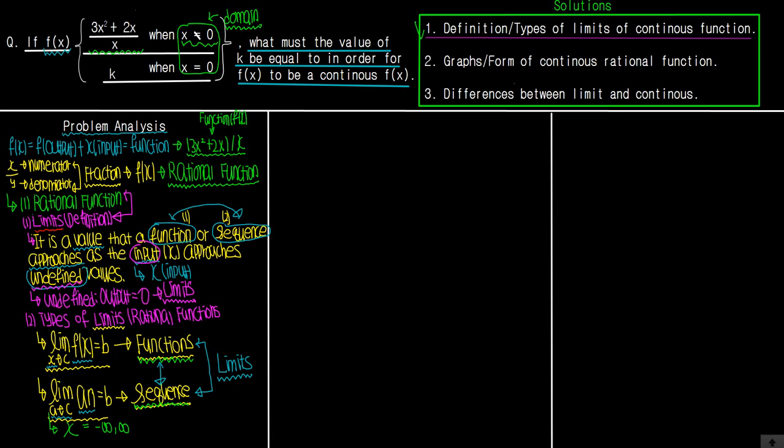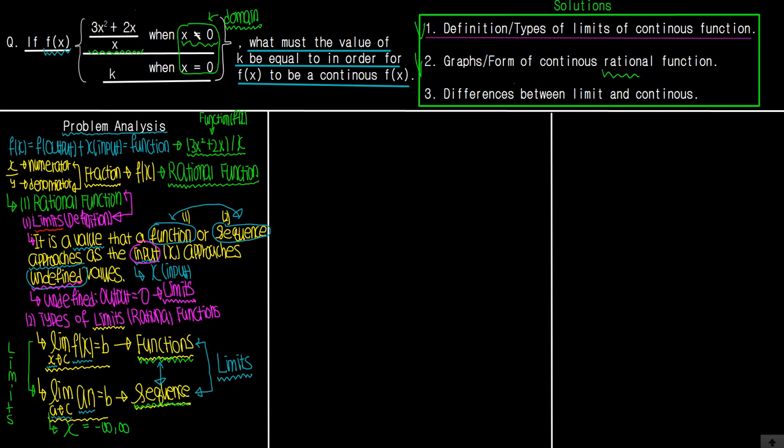And we finished our first part, where we talked about the definition and types of limits. So all of those things were basically related to what we call limits. As we have talked about this, the second thing we will talk about is the graphs and form of a continuous rational function.